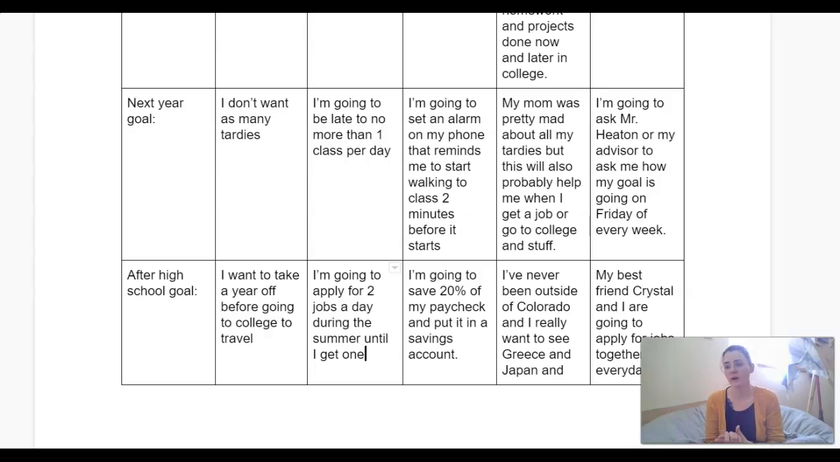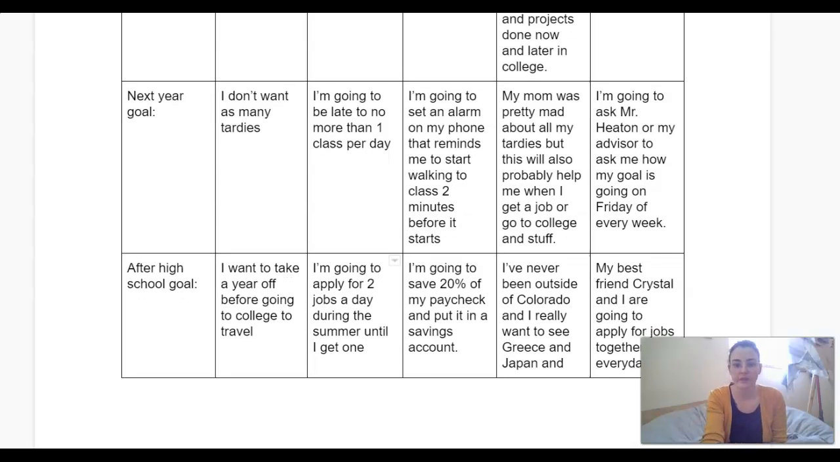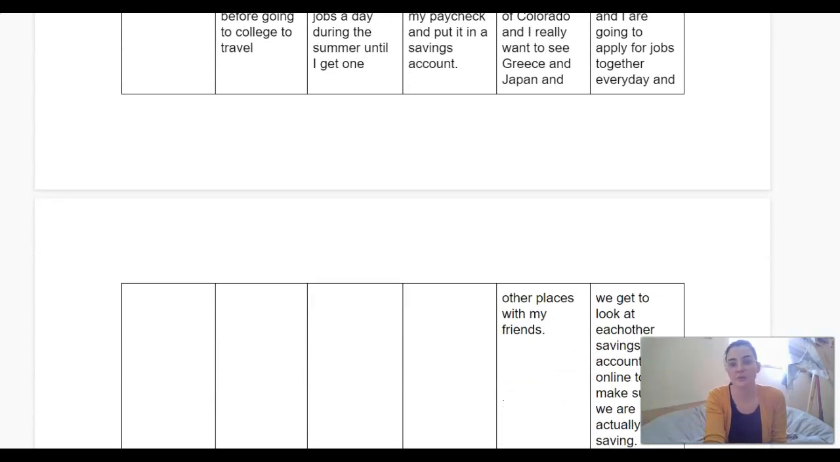Again, relevancy. Why is this important to you? What are you going to get out of it? So for me, I'd say, maybe I've never been outside Colorado, and I really want to see Greece and Japan and other places with my friends.